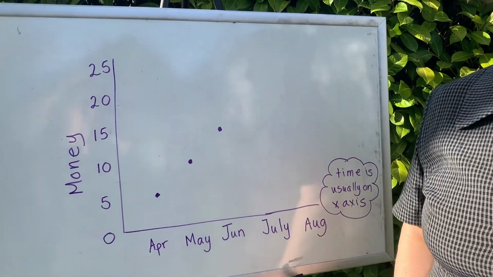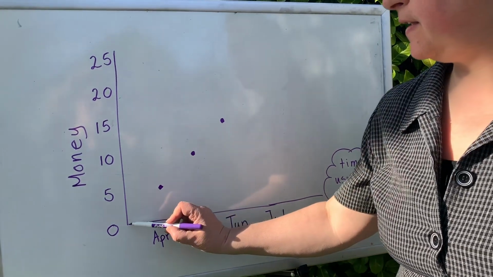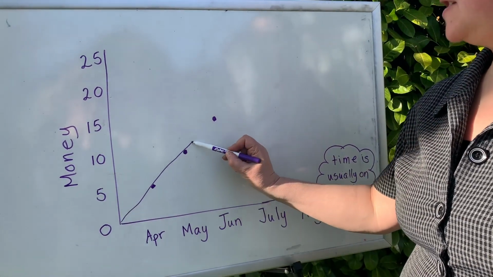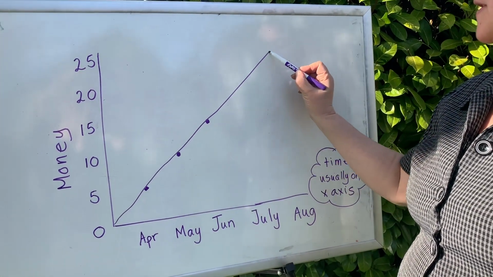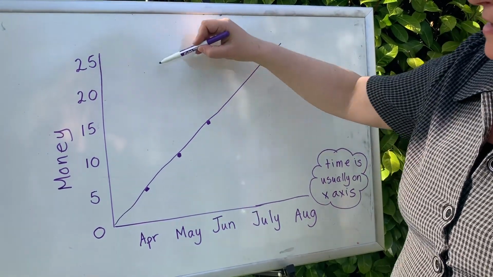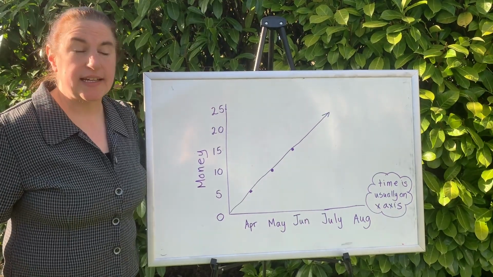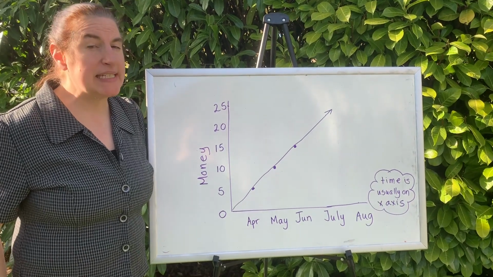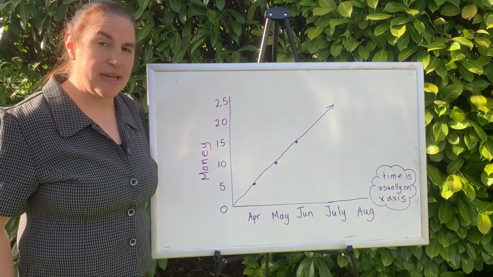So let's see if our prediction comes true. $5, $10, $15, $20, $25. So by drawing a line through the points, we can predict how much money Oscar will make this summer cutting my grass.